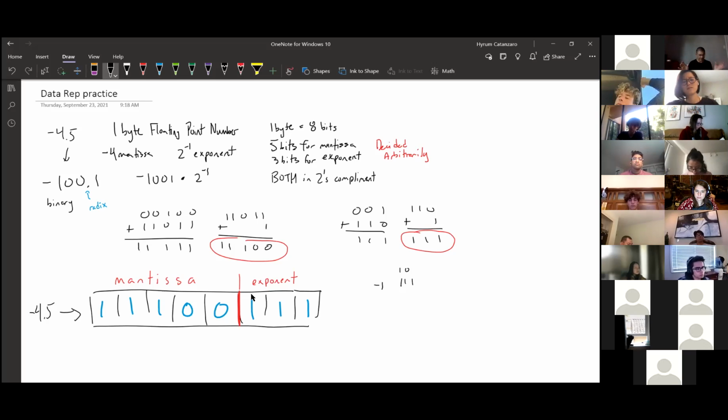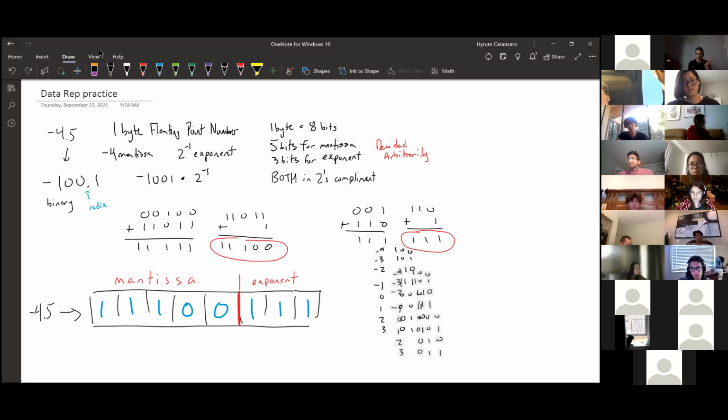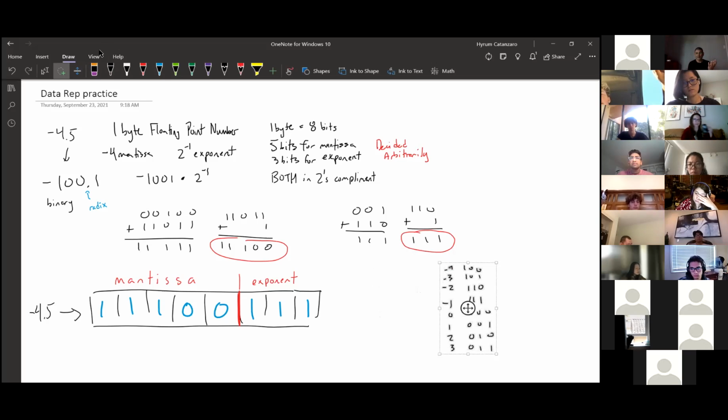So you have an equal number of negative numbers and non-negative numbers. You go from negative 3, negative 2, negative 1. Well, actually, you start from negative 4, right? Negative 4, negative 3, negative 2, negative 1, and then 0, 1, 2, 3. 4 negative numbers and 4 non-negative numbers. So that's the range. Is everybody comfortable with that? In 3 bits, 2's complement, you can represent numbers all the way from negative 4 to positive 3. Positive 3 is 0, 1, 1. Negative 4 is 1, 0, 0. Yes?